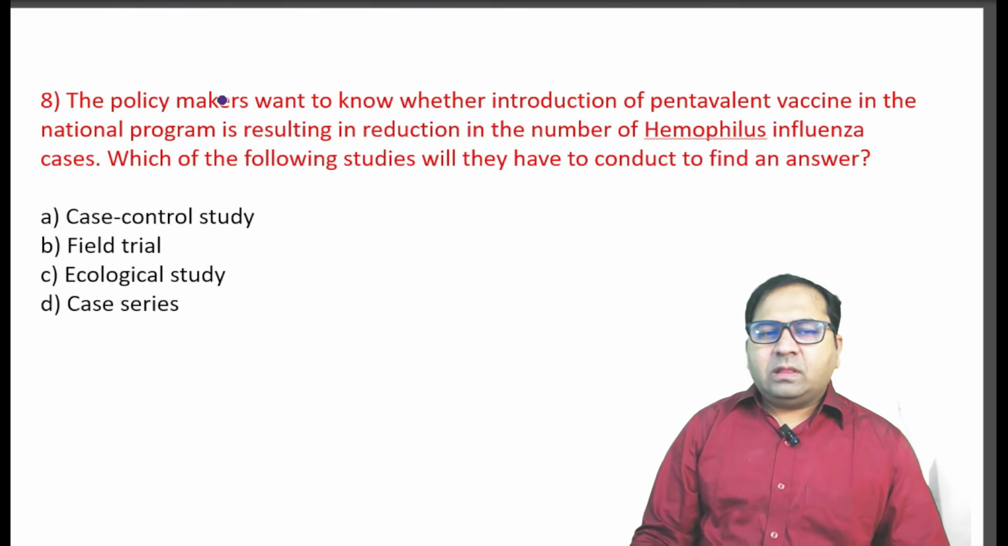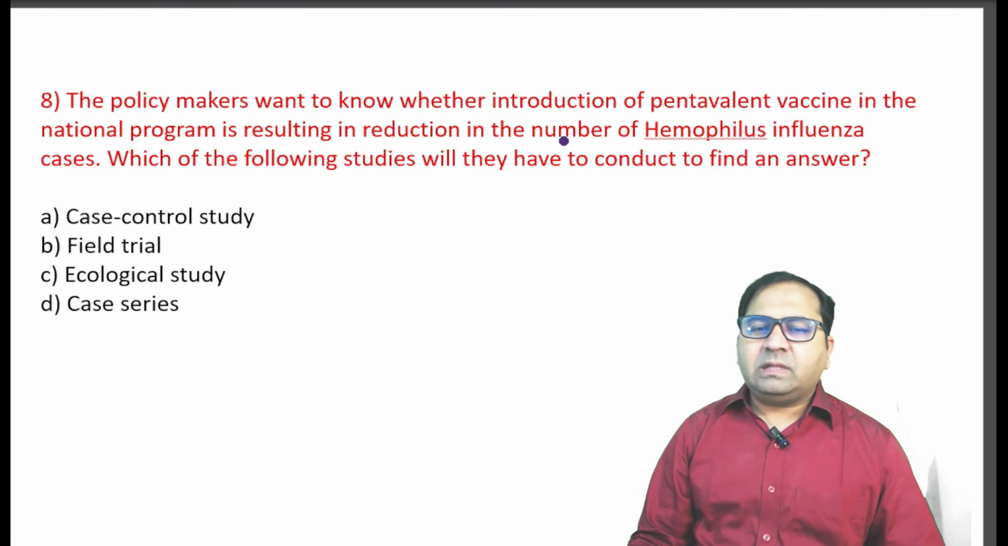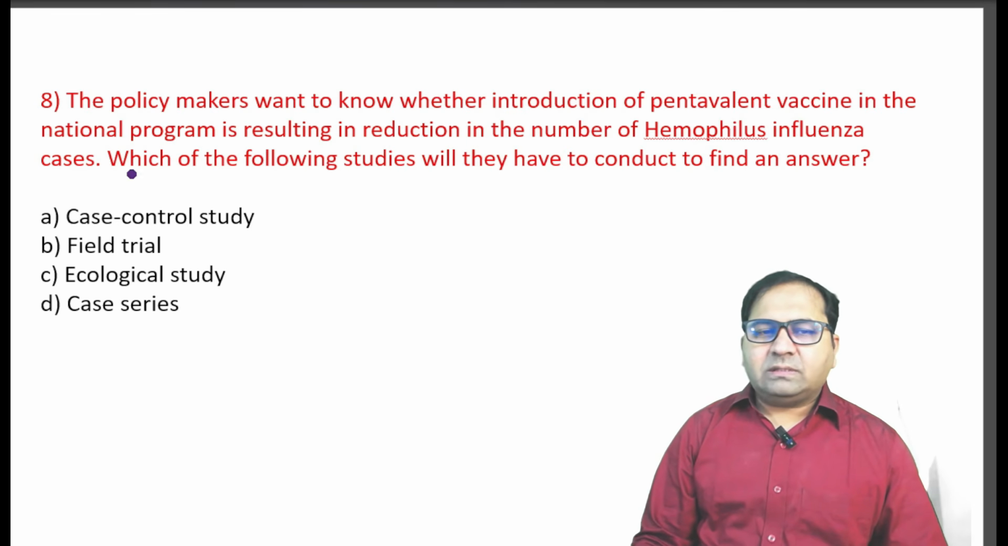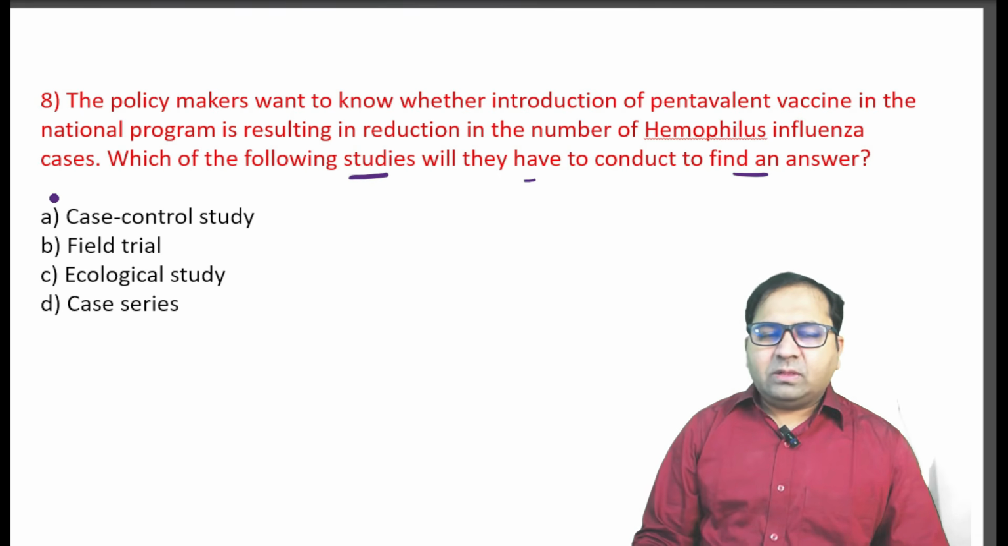Now, the next question. The policymakers want to know whether the introduction of pentavalent vaccine in a national program is resulting in reduction in the number of hemophilus cases. So which of the following studies will they have to conduct to find an answer for this question? The options are A. Case control study, B. Field trials, C. Ecological study, or D. Case series. So the answer for this question is, it is very easy, that is field trial.